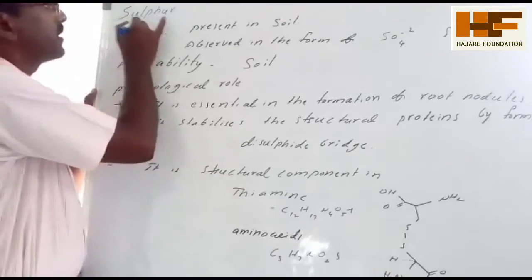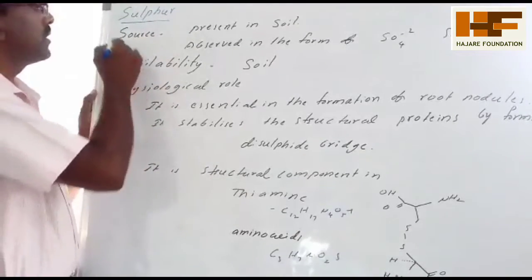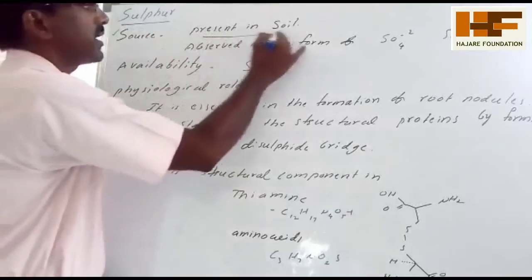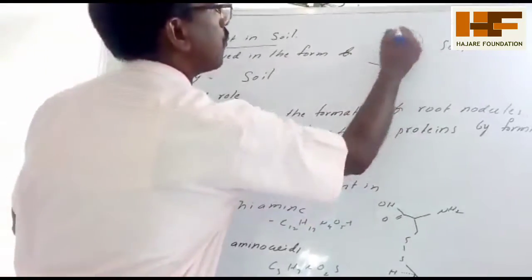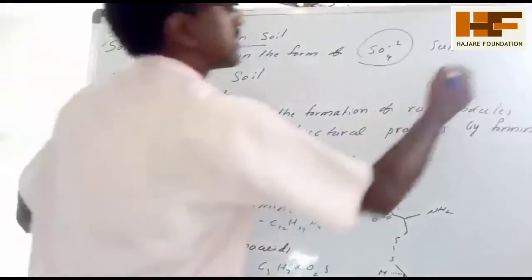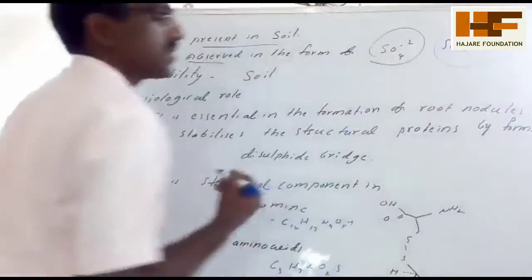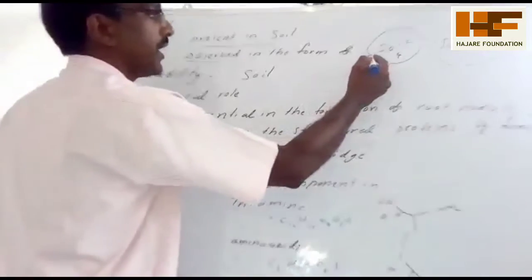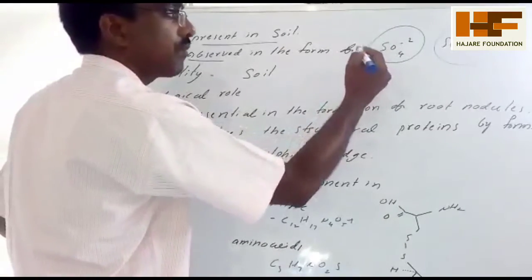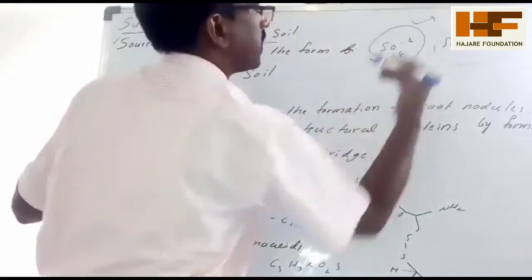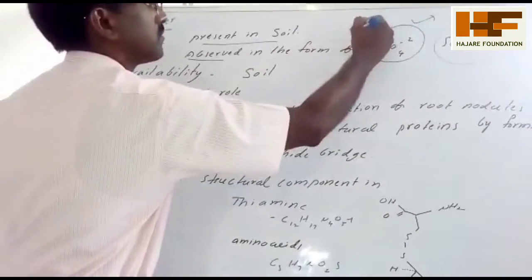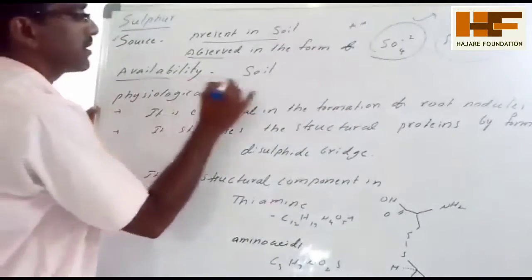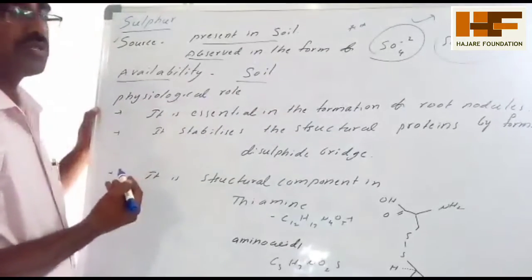Now let's discuss sulfur. The source of sulfur is present as usual in the soil, and the absorbed form is SO4 minus 2, sulfate, not in the form of sulfur ions. Sulfur is absorbed by the roots of a plant in the form of sulfate, SO4 minus 2. It is an important concept. And sulfur is available in the soil.